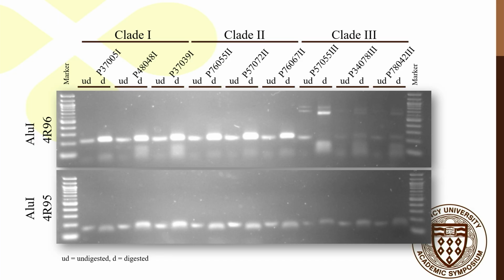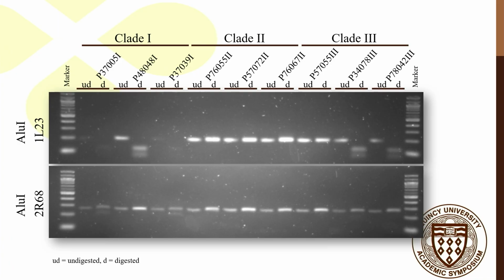For 4R95, this is a good indication of it being homozygous for no restriction enzyme sites. It looks very clean. Notice how the bands are all horizontal. There's nothing with any special nature to it.